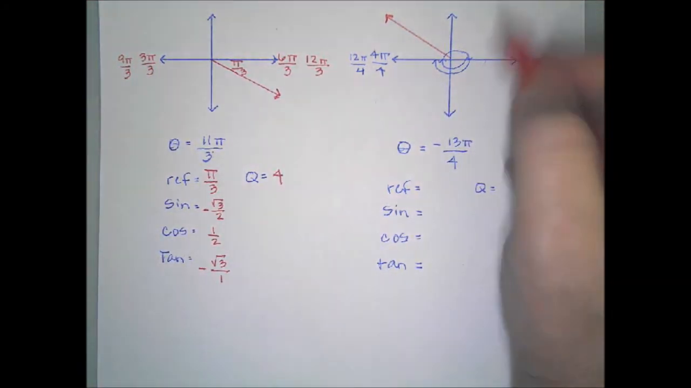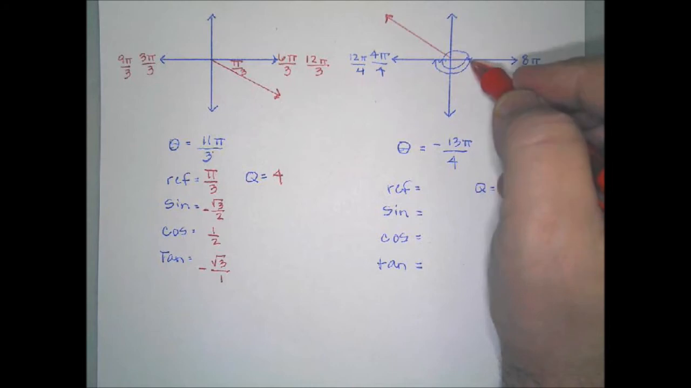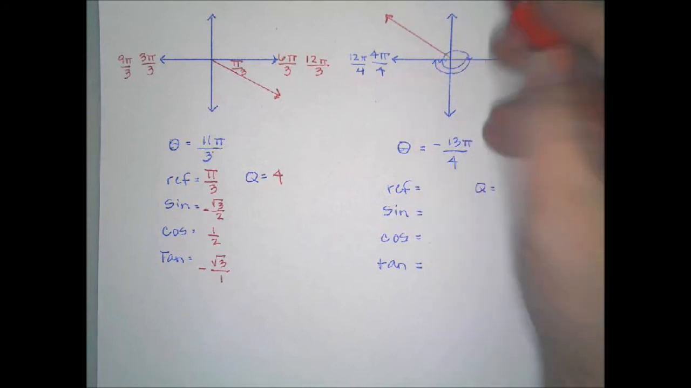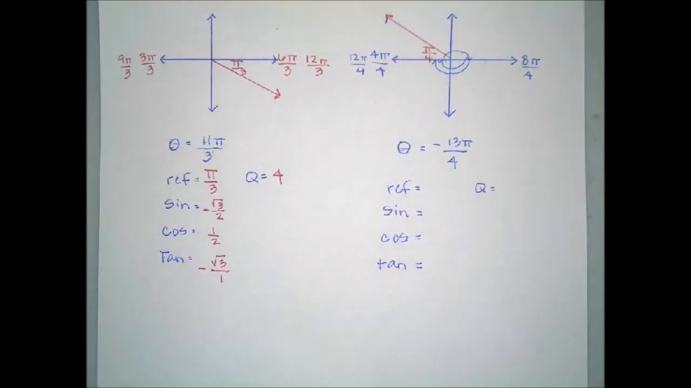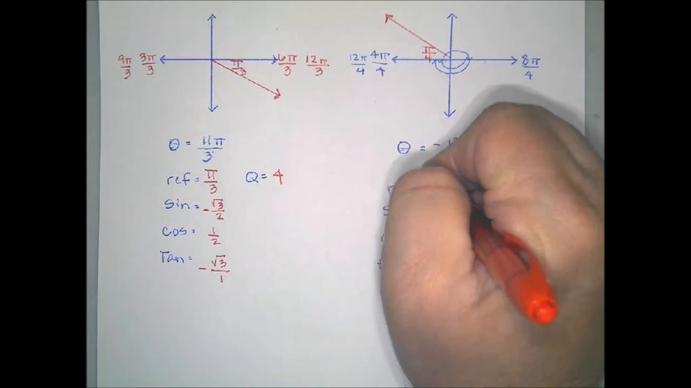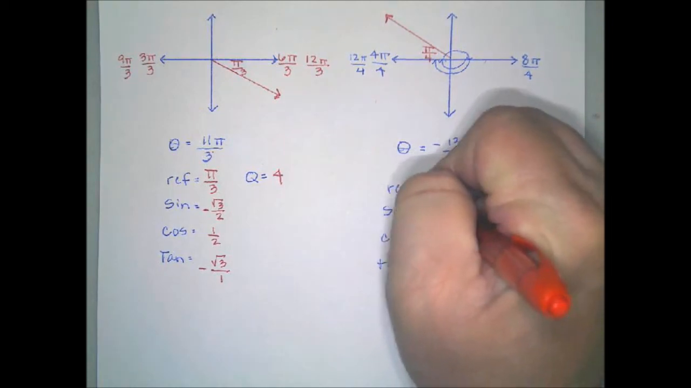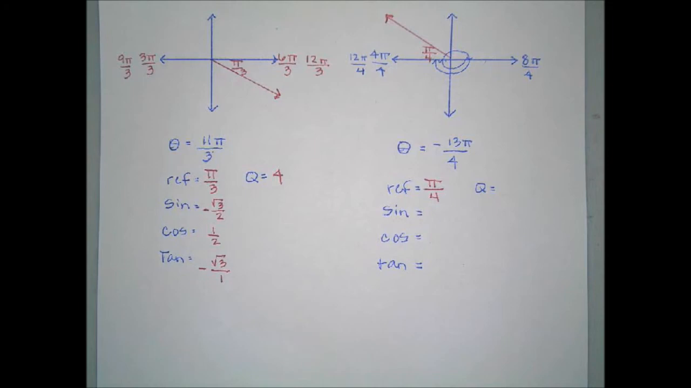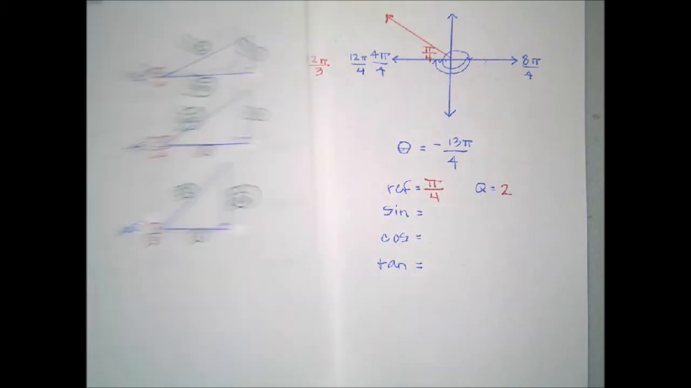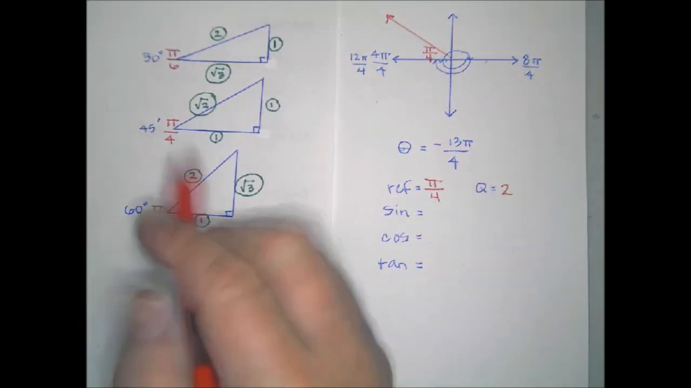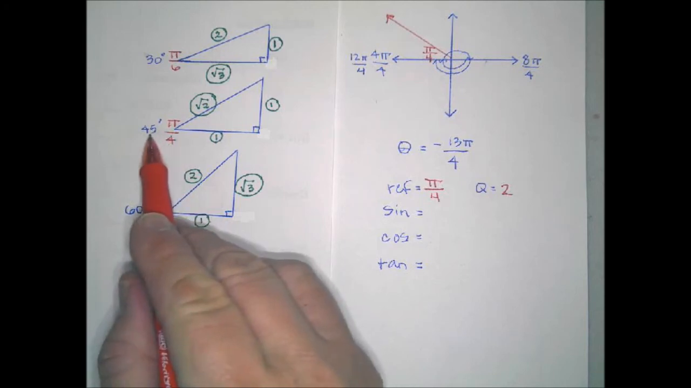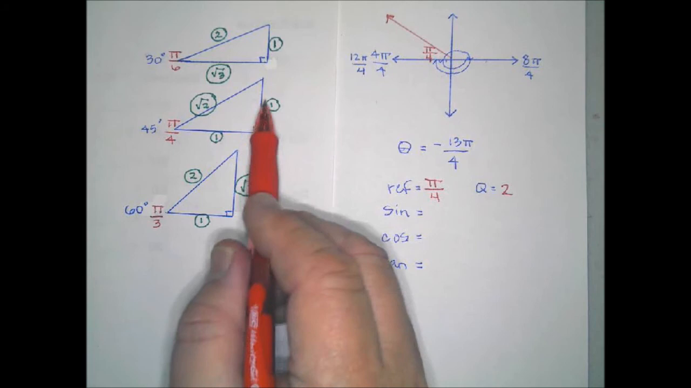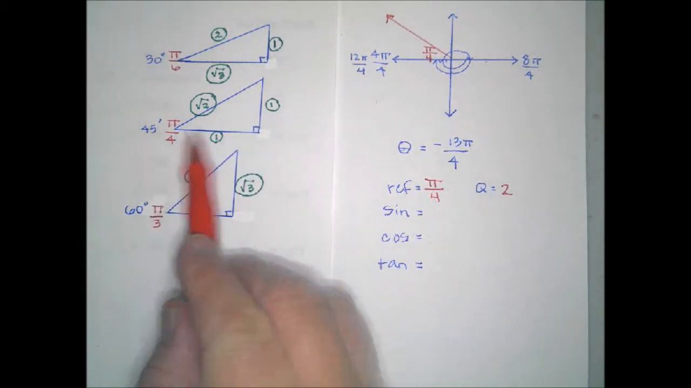Because I went to negative 4, negative 8, negative 12, and then one more pi over 4. So that means my reference angle is pi over 4. And I'm in quadrant 2. So all I've got to do is go back to my triangles again. Pi over 4 matches up with 45 degrees. It's the equivalent of 45 degrees. So I'm going to use this triangle to tell me my sine, cosine, and tangent.